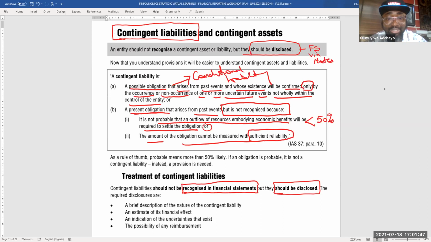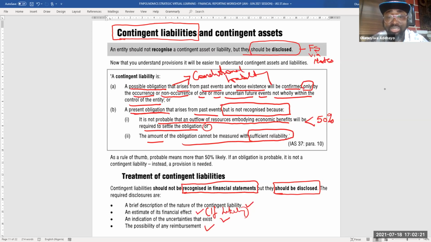And in that regard, you will be required to disclose the following: a brief description of the nature of the contingent liability, the estimate of any financial effect, if likely, that is, if you can reliably estimate it, any indication of the degree of the uncertainties that surround it, and any possibility of any reimbursement peradventure it crystallizes.